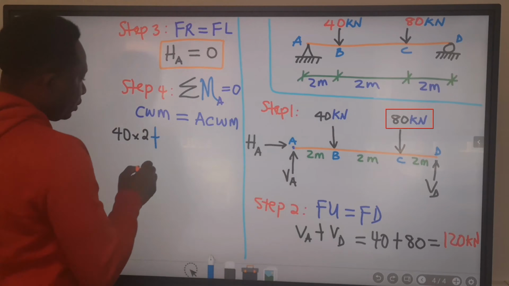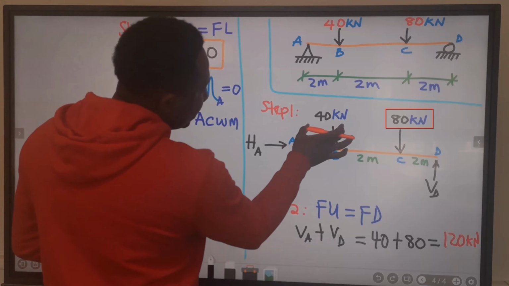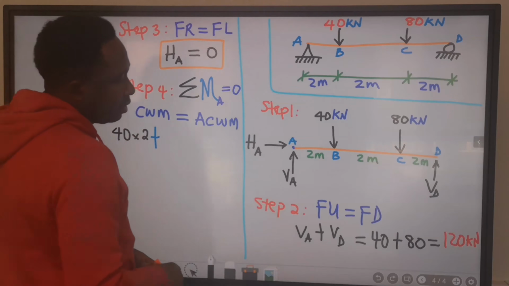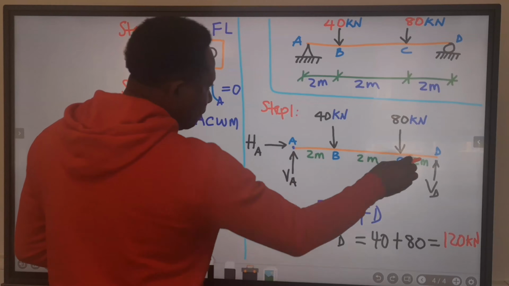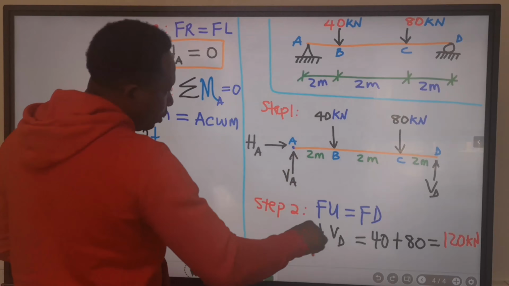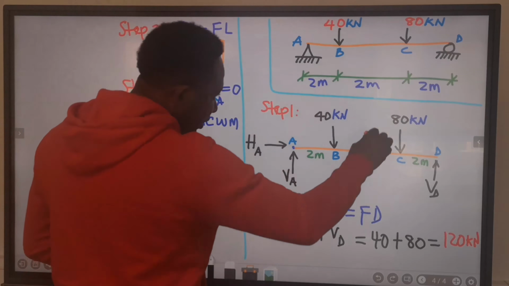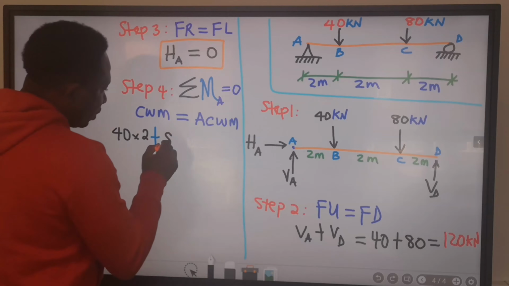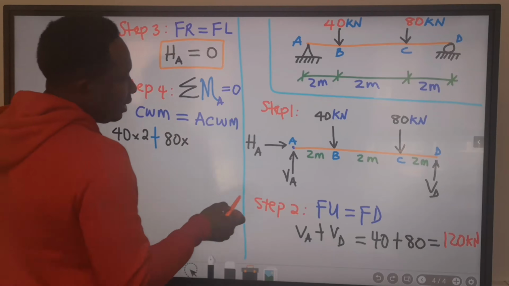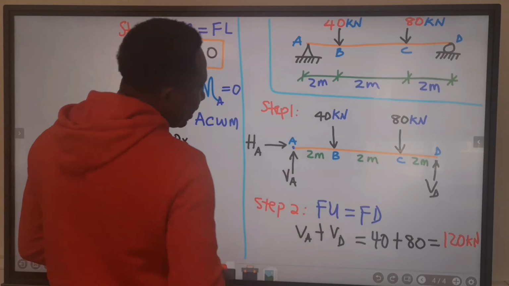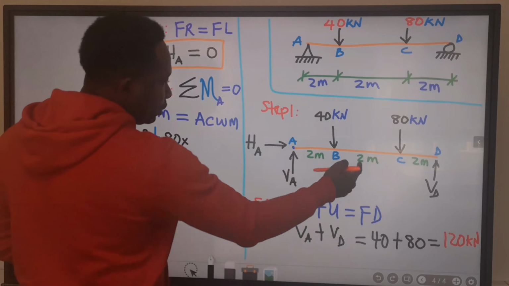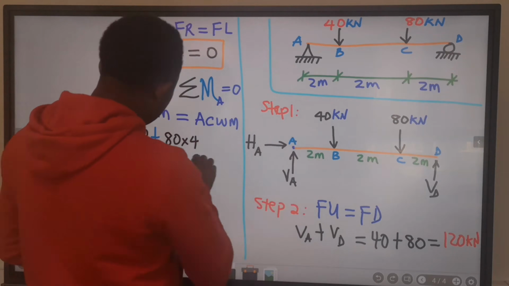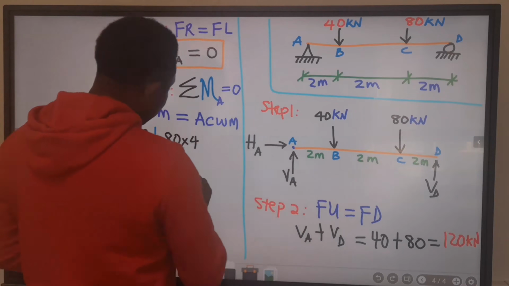Next, let me consider 80. I will say plus. I will assume this time around that 40 and V subscript D do not exist. What will 80 do to this beam if it pushes it down to turn around this point? It's going to push it down to turn in the clockwise direction. Hence, I'm going to have 80 multiplied by the distance from 80 to where we are taking our reference from, which is 2 plus 2, which is 4. I'm done with 40. I'm done with 80.